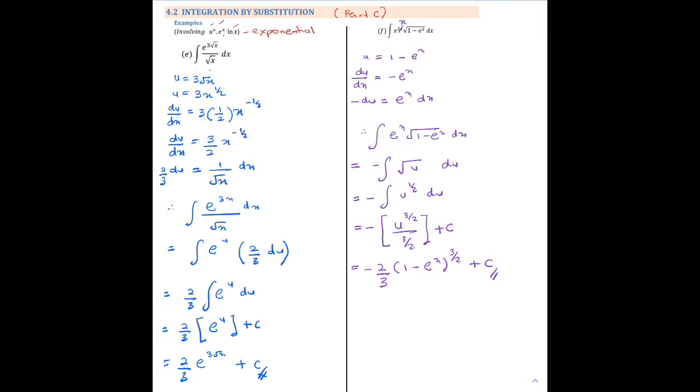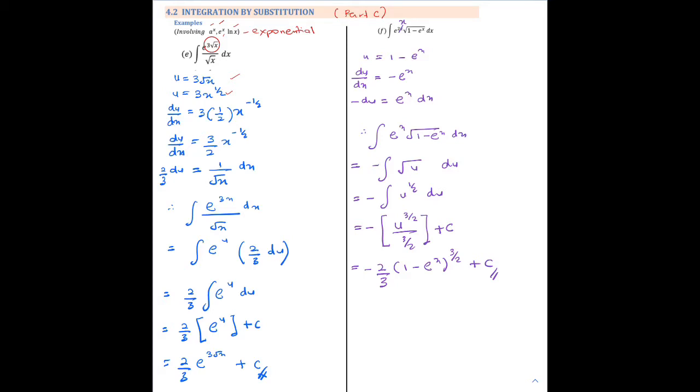Okay, so first is example E. Integration of e to the power 3 sec x over sec x dx. So usually we take the inner function of the composite function as u. So here u is equal to 3 sec x. So differentiate u with respect to x. Sec x is x to the power half. So du/dx is equal to 3 times x to the power of index minus 1.